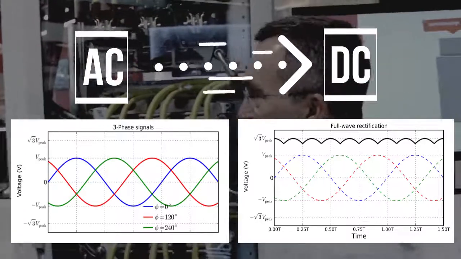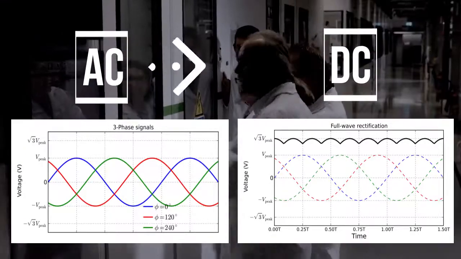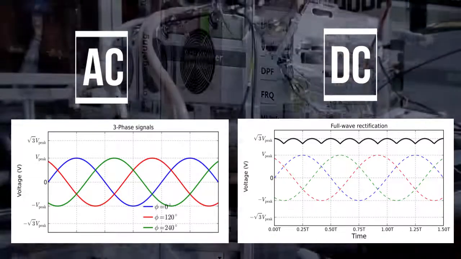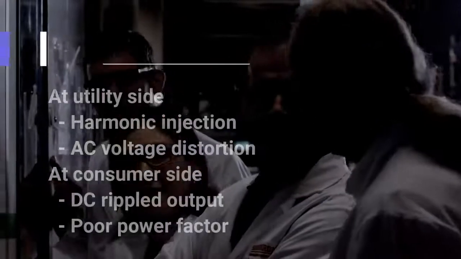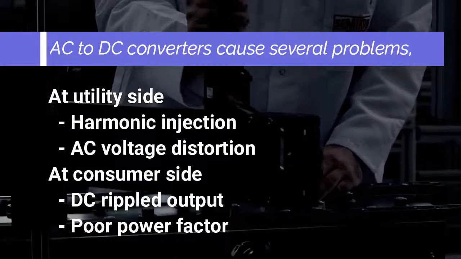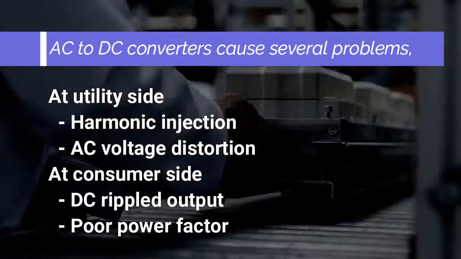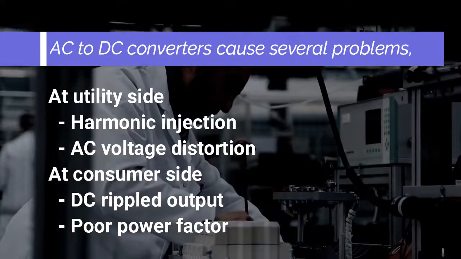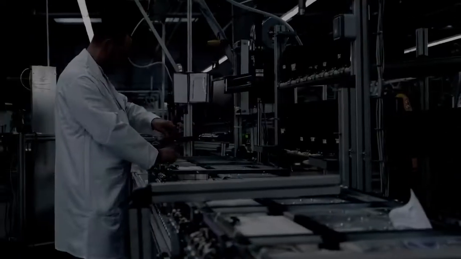AC to DC converters are available with different numbers of pulses like 6, 12, 18, 24 and 36. But using AC to DC converters causes several problems like harmonic injection and AC voltage distortion at the utility side, DC rippled output and poor power factor on the consumer side. Therefore, designers, manufacturers and users should obey several standards and guidelines when designing, manufacturing and installing AC to DC converters.